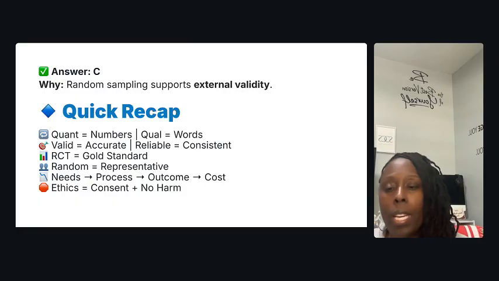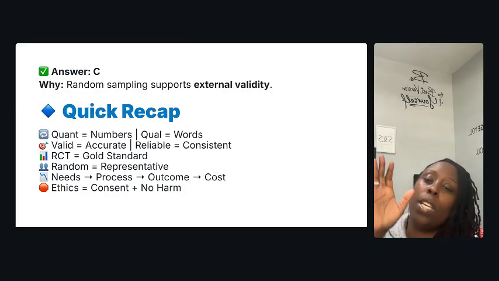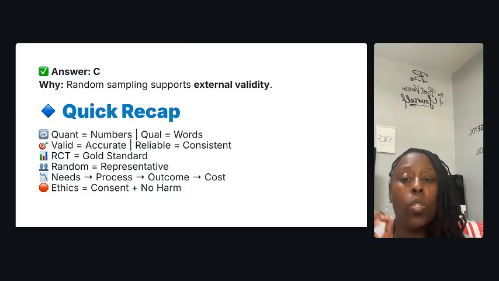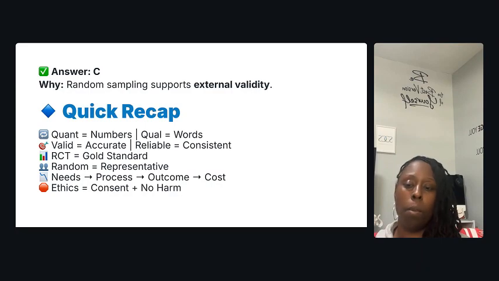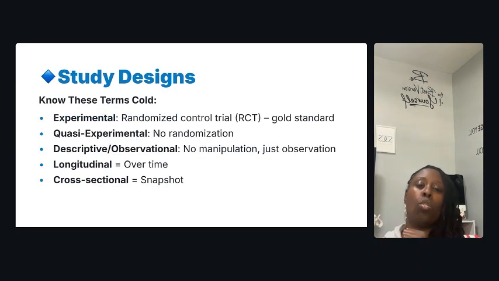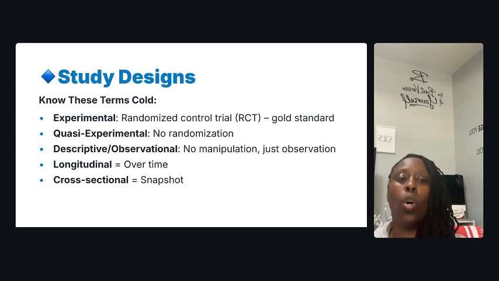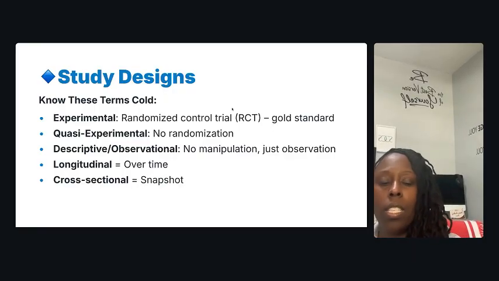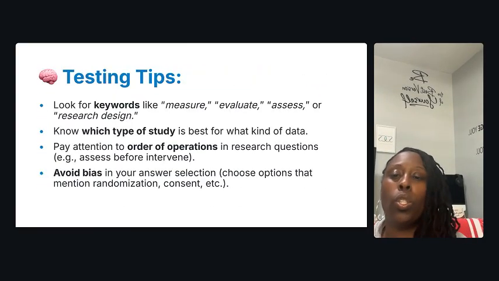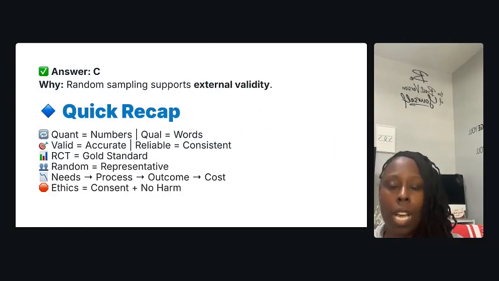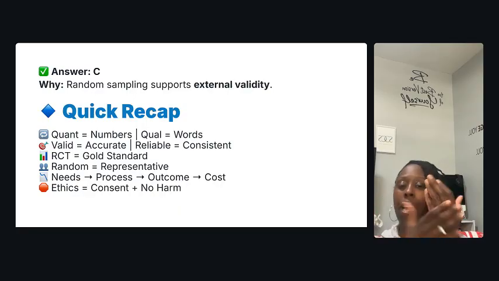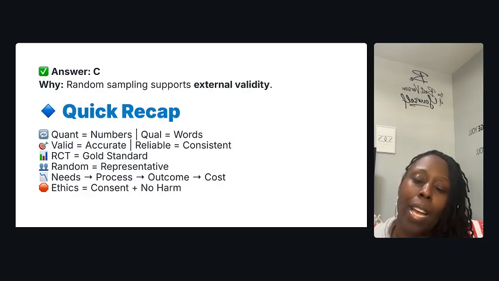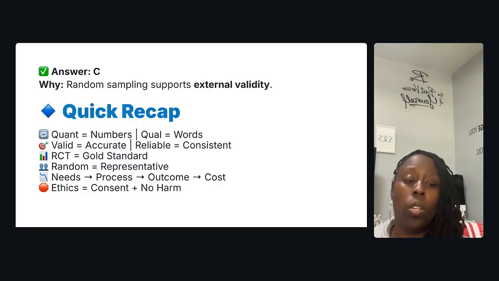All right, so quick recap. Quant, for quantitative, equals numbers. Qual means words. Valid means accurate. Reliable means consistent. And in the RCT, do y'all remember what that was? Randomized controlled trial. That was RCT. Remember, it said gold standard right there. I had it listed as a gold standard. So make sure that you guys understand this. You're looking at the core topics. You go through the questions. This is a recap just simply to understand needs, process, outcome, cost. And then, of course, ethics. You want to have consent and you want to do no harm.